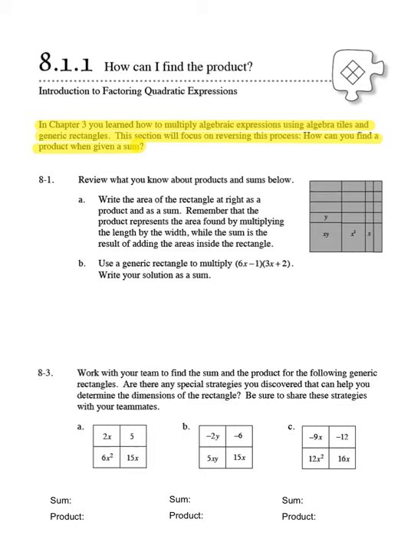The generic rectangle is review of chapter 3, but we'll be using it for the next couple of days. So the highlighted text says in chapter 3, we learned how to multiply algebraic expressions using algebra tiles and generic rectangles. This section will focus on reversing this process. How can you find the product when given the sum? So just as a reminder of what we did in chapter 3, I'll do 2 examples.